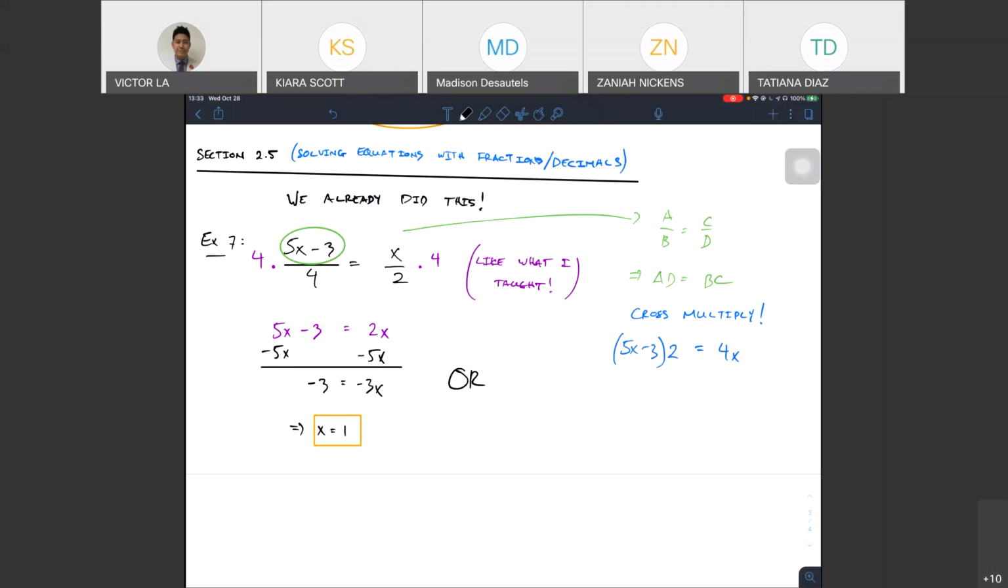Oops, I didn't write that right. This way, distribute this way. So you got 10x minus 6 equals 4x. And if you subtract the 10x on both sides, lo and behold, you see -6 equals -6x. So therefore, x is still equal to positive 1.